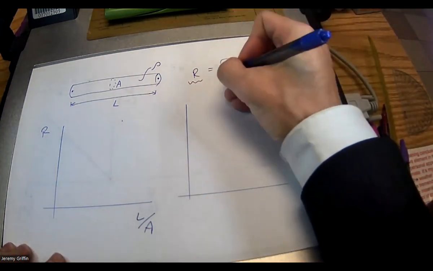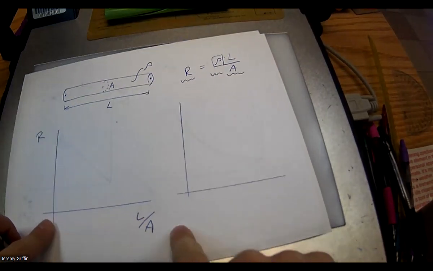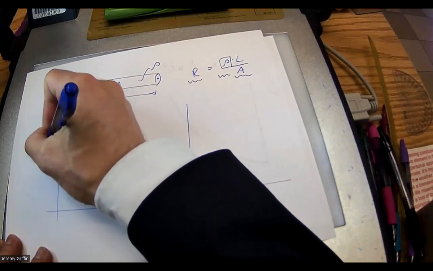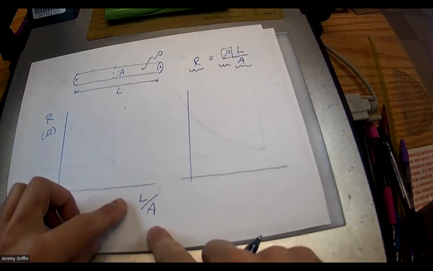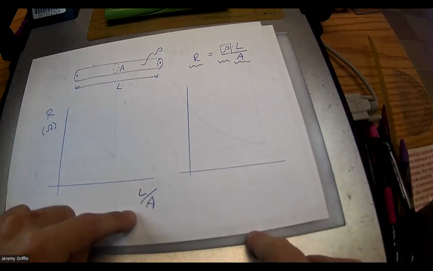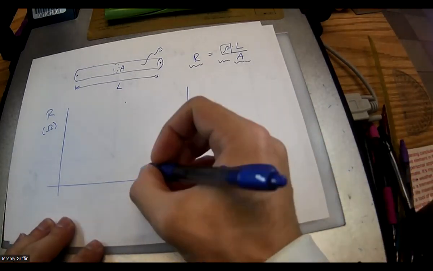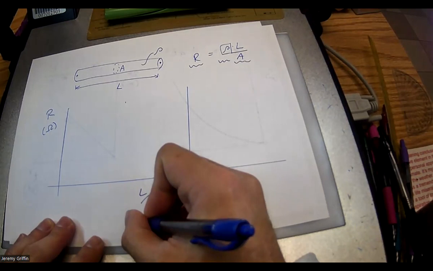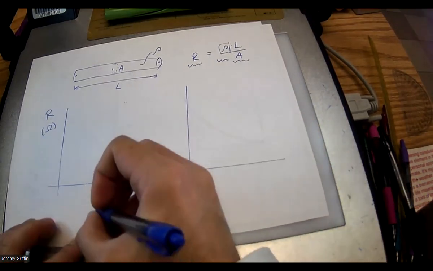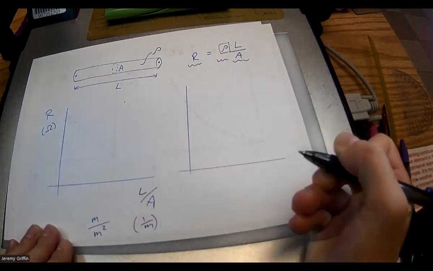Isn't that like Y equals MX? Y equals MX, and then your X is just L over A. Right? So resistance is going to be in ohms, and L over A. I bet you guys can figure this out. What do you measure length in? Meters. What do you measure area in? Meters squared, square meters. So meters divided by square meters. What was that going to be? 1 over meters. Yeah, 1 over meters. Okay.